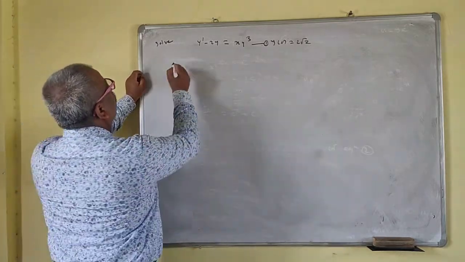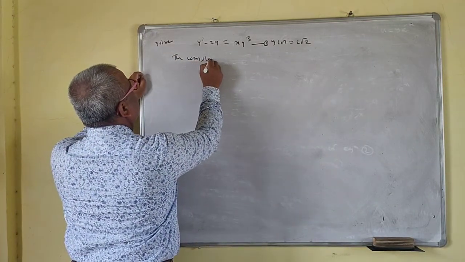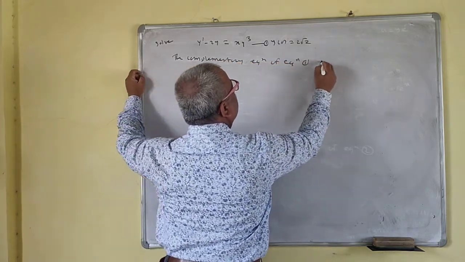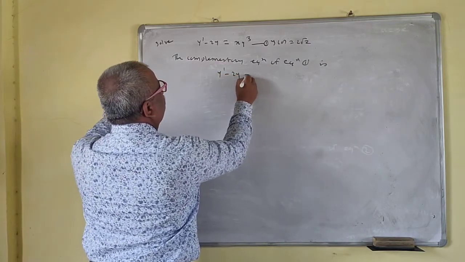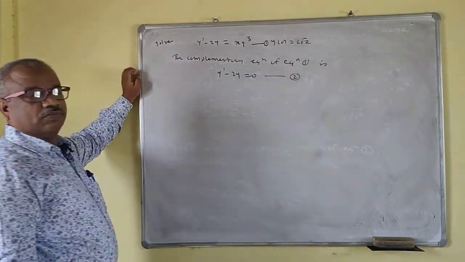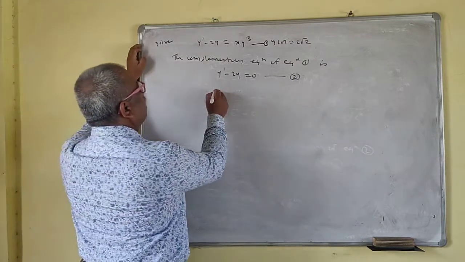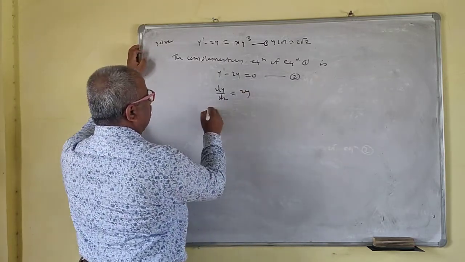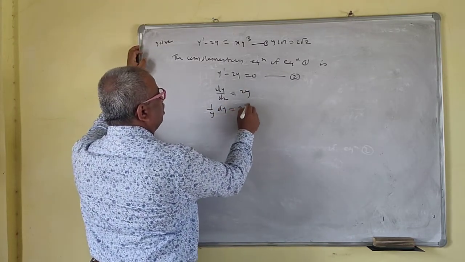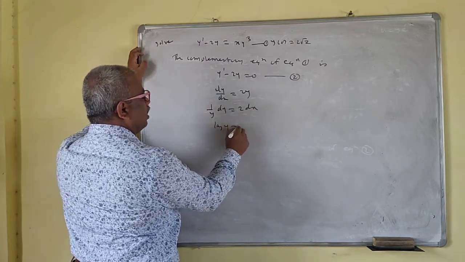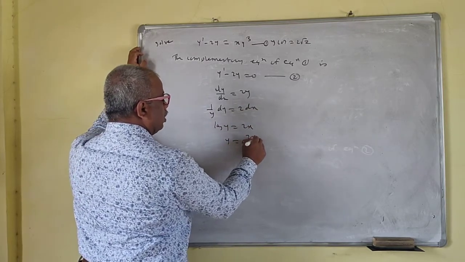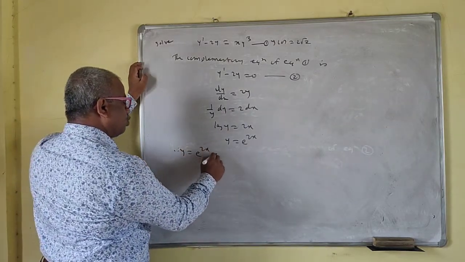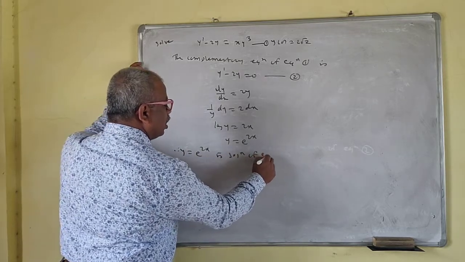Okay, so the complementary equation of equation 1 is y prime minus twice y is equal to 0. We call this equation 2. Y prime means dy by dx, which is equal to twice y. I'll shift this y here and write twice x dx. So this is log y equals twice x, so y is equal to e raised to twice x. Therefore y1 equals e raised to twice x is a solution of equation 2.